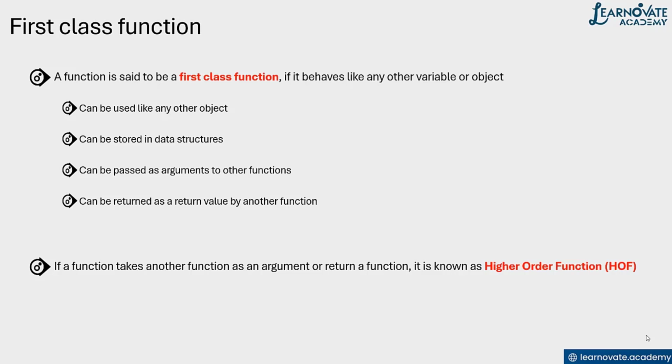When a function takes another function as an argument or returns a function as a return value, those kinds of functions are called higher-order functions. Let's move to the Jupyter notebook and see how functions behave like first-class functions.